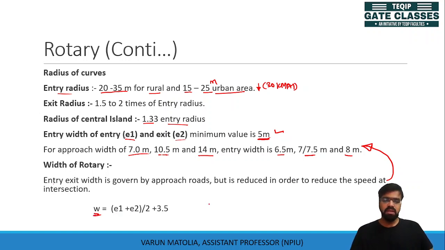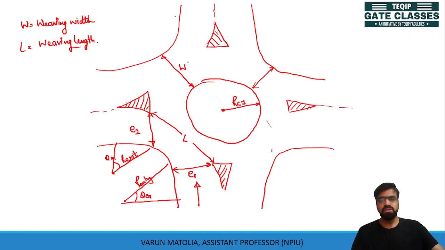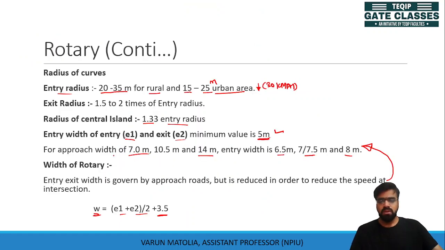Then we have your weaving width. This is average of your entry plus one lane. The weaving width, which we have seen here, this is your weaving width. This is (E1 + E2)/2 plus 3.5 meters, means one extra lane.